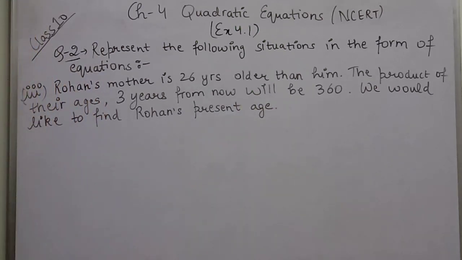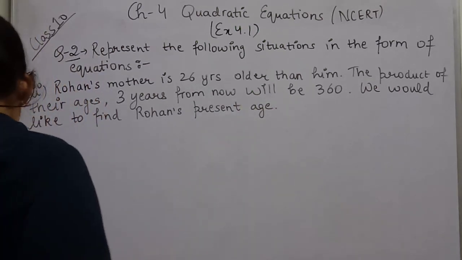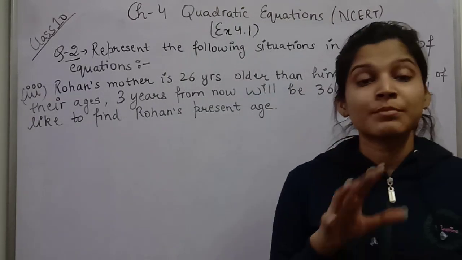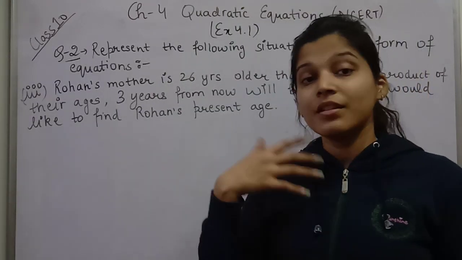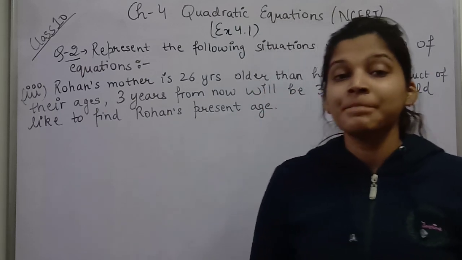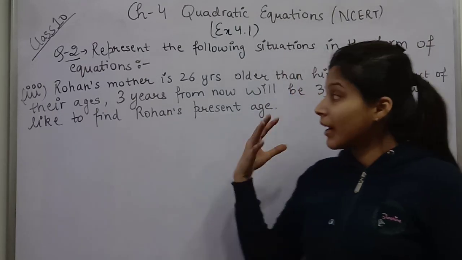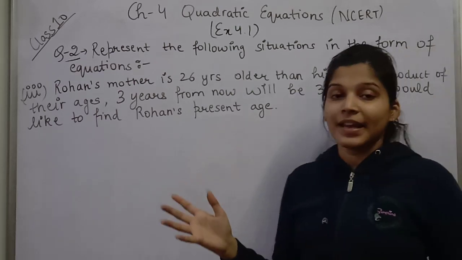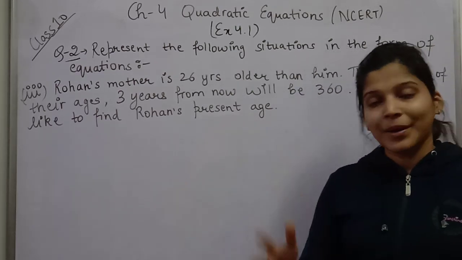Okay, so Rohan's mother is 26 years older than him. It means that if Rohan's age is X, his mother's age will be X plus 26 because 26 years older है वो रोहन से बड़ी है, ठीक है, elder है. तो अगर रोहन की एज है X years, so Rohan's mother's age will be X plus 26.